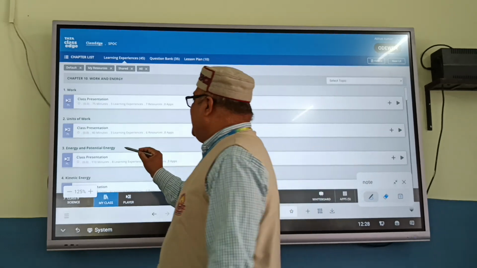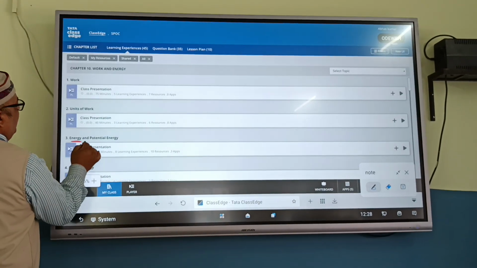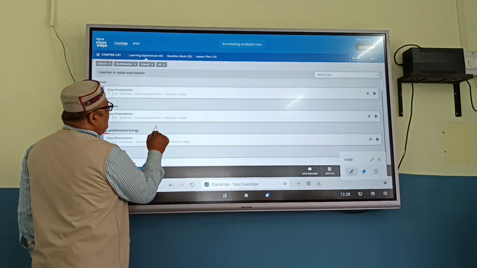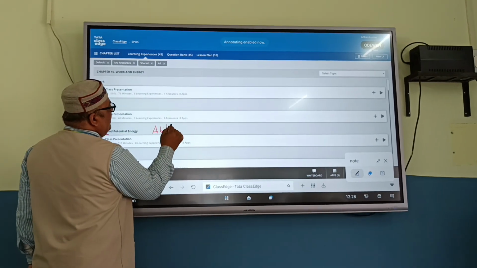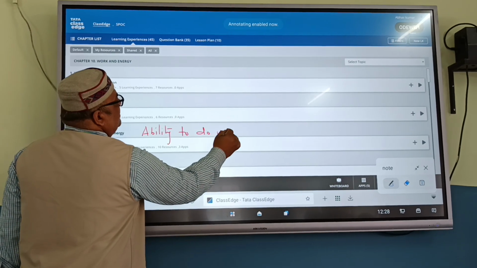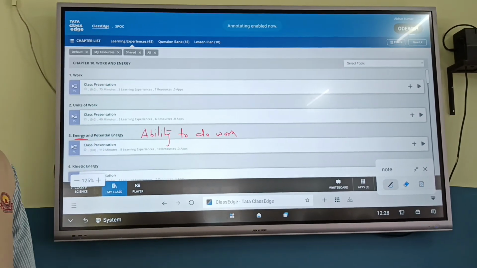If somebody asks you what is energy, what will be your answer? Energy is the ability to do work. It is defined as the ability to do work.